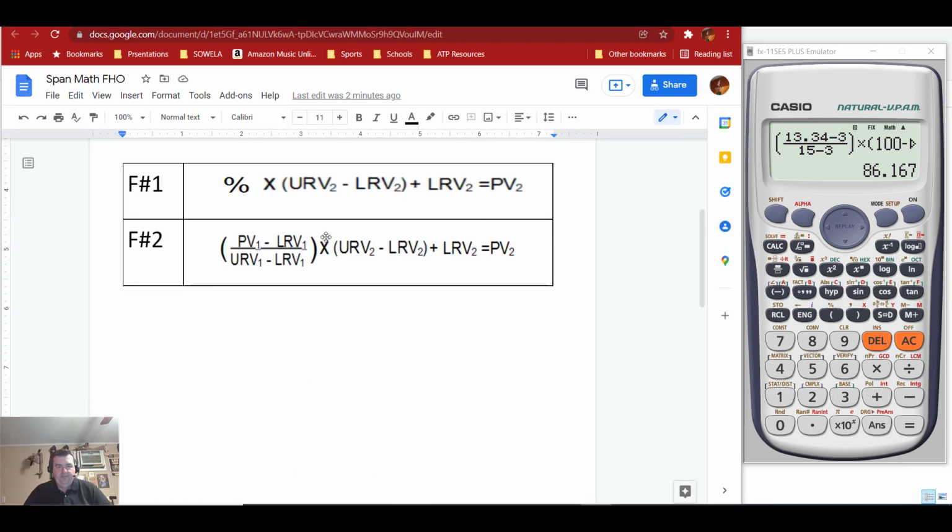Just a quick refresher here, the basic breakdown of formula number 2. Everything to the left of this multiplication sign is what we are given. Everything to the right is what we're looking for. And I'll explain to you exactly what I mean.